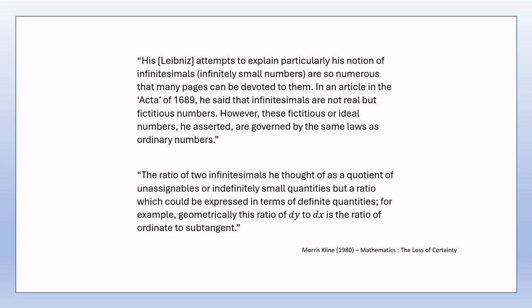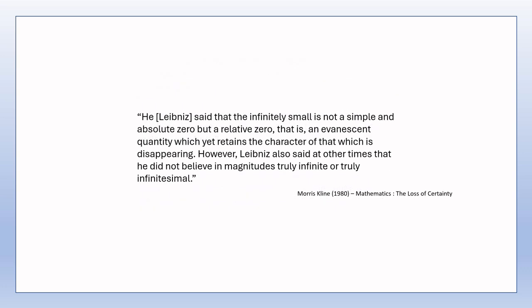For example, geometrically this ratio of dy to dx is the ratio of ordinate to subtangent. And he, Leibniz, said that the infinitely small is not a simple and absolute zero but a relative zero, that is, an evanescent quantity which yet retains the character of that which is disappearing. However, Leibniz also said at other times that he didn't believe in magnitudes truly infinite or truly infinitesimal.